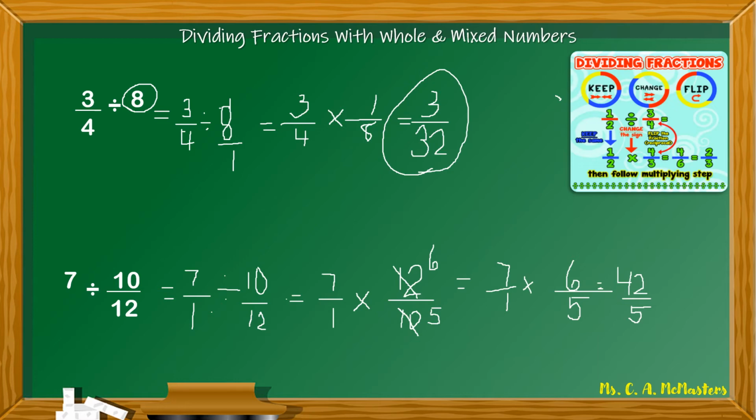Now we ended up with an improper fraction, meaning the top, or the numerator, is bigger than the denominator. So what we need to do is simplify this by converting it to a mixed number. Here we will divide our 42 by 5. 5 goes into 4 0 times. 5 goes into 42 8 times. 8 times 5 is 40.